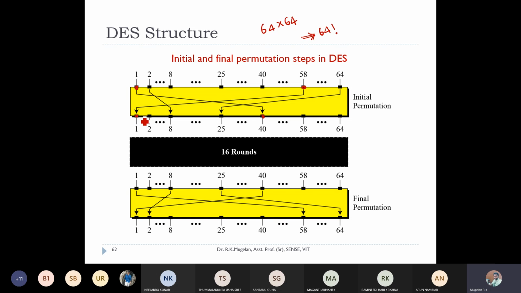Being inverse boxes, you can see that if 1 is connected to 40, in the output the 40th pin will be connected to the first one here. It's not the full 64 factorial combinations. This is one of the combinations they used, and they don't have any justification for why they chose this particular box, but they preferred this one.